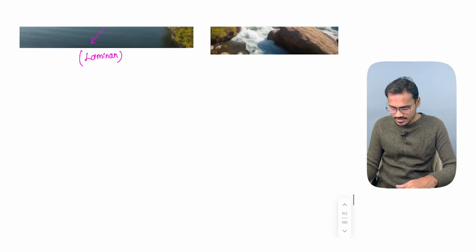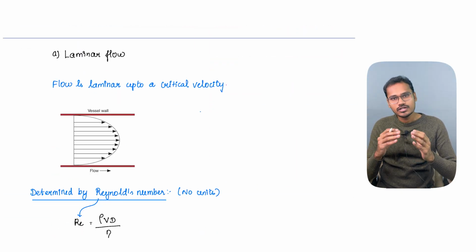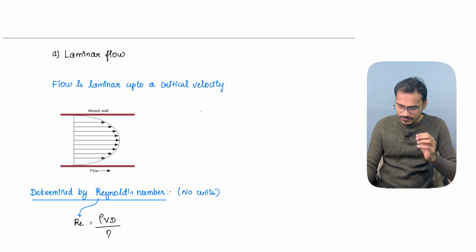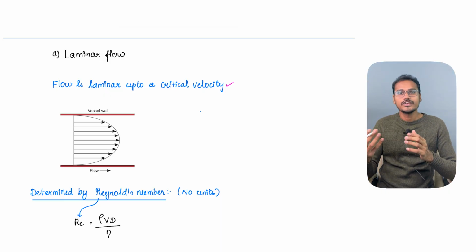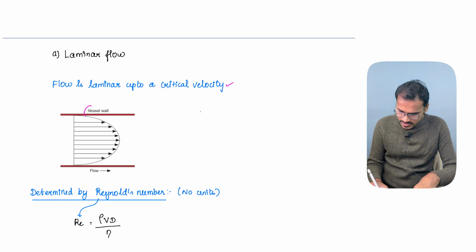So let's try to understand the concept. The flow is laminar, or linear, up to a critical velocity. Beyond that velocity, when the velocity increases, it is going to create turbulence which might be heard as a sound. As you can see here, this is the vessel wall and the fluid is flowing through it in a streamlined pattern, a laminar pattern. So this is called laminar flow.